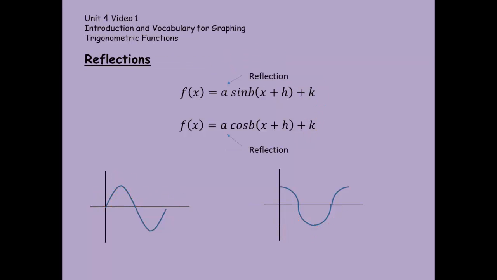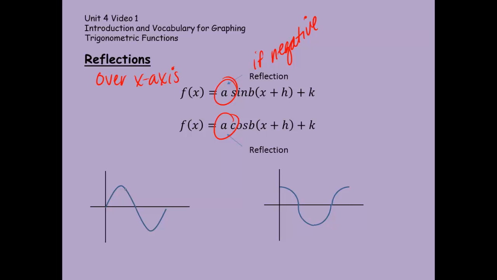And last but not least, we have our reflections. Our a value is actually always positive. It's whether or not the a value is being multiplied by a -1, or if it's being reflected. So if it's negative, then we know it's being reflected over the x-axis.